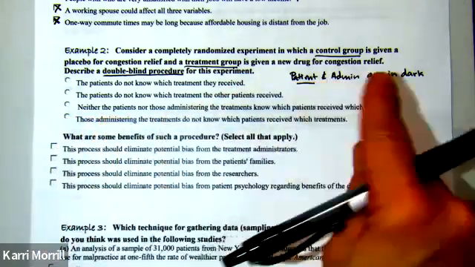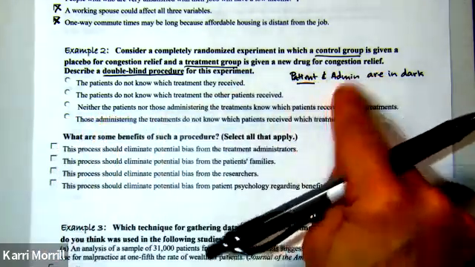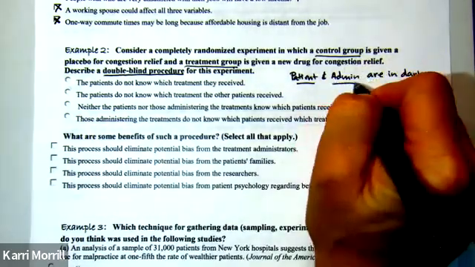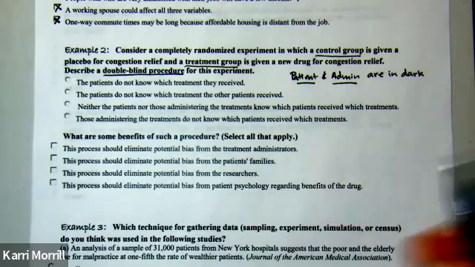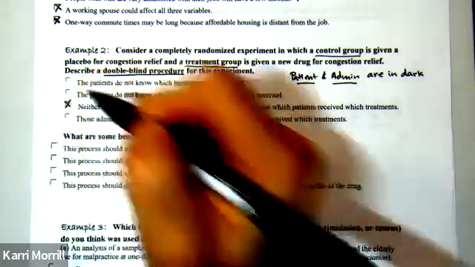But this one states both of those things. If it's a double-blind procedure, then that means you have two specific, important people participating in this experiment, and that would be the patient and the administrator of the treatment. So it says neither the patient nor those administering the treatment know which patients received which treatment. So that would probably be the very best way to describe it.